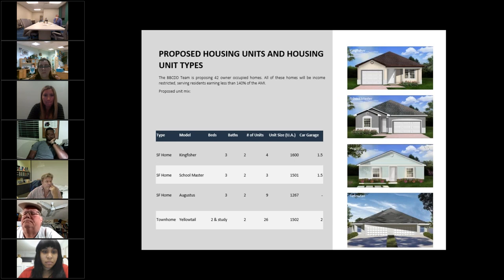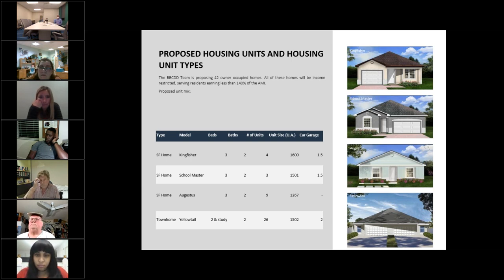slide. So here are some elevations of some proposed units that we're thinking will work here. On the top, we have a Kingfisher, which has a nice covered front porch. And again, that's the biggest model that we have. It's a 3-bedroom, 2-bath, and it has a 1.5-car garage. And then below that is a Schoolmaster, which is a step down from the Kingfisher. It has a nice covered front porch, a nice covered back porch, and a 2-car garage. And it's very, very efficient. We've sold many of these houses and customers love them. They build plenty of equity in the houses, and it's just a great product.